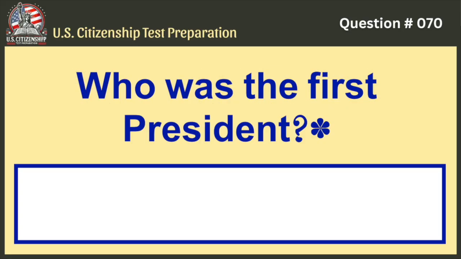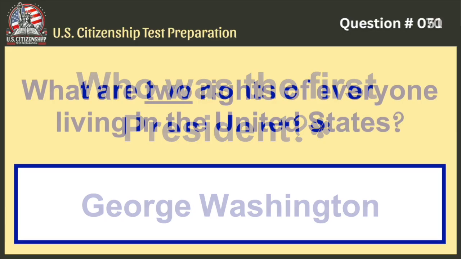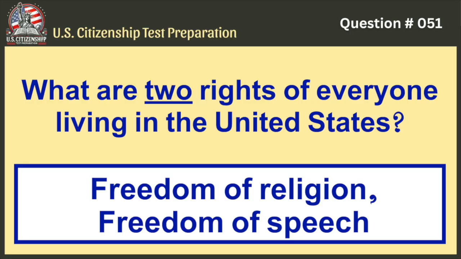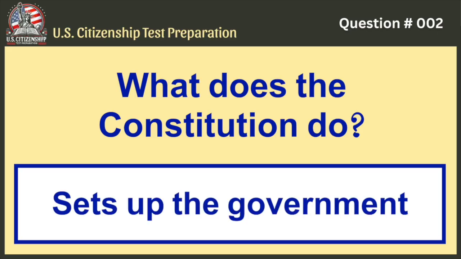Who was the first president? George Washington. What are two rights of everyone living in the United States? Freedom of religion, freedom of speech. What does the Constitution do? Sets up the government.